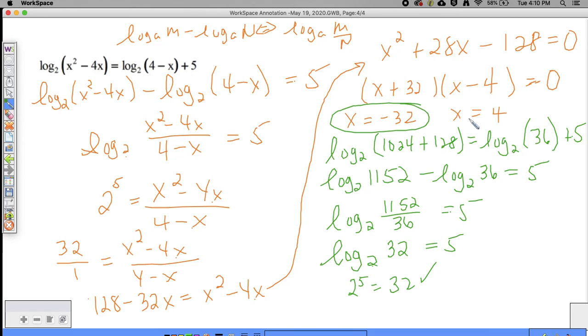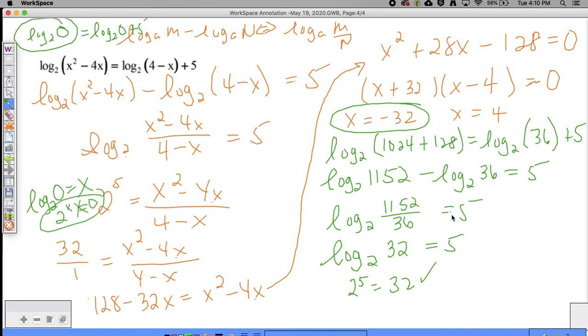Okay? Now, if you go and check 4 and you plug 4 in this time, you have log base 2 of 4 squared minus 4 squared, which is 0. Does that exist? And then the same thing over here, you get log base 2 of 0 plus 5. I hope you're all saying log base 2 of 0 doesn't exist in the real world. Because if you set that equal to 0, 2 to the x power, when will 2 to the x equal 0? The answer is it never will. So therefore, that is not a solution, but negative 32 was a solution.